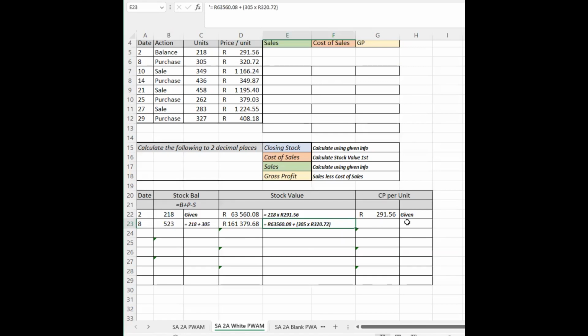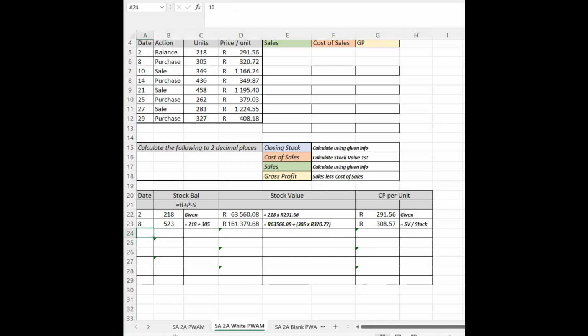To get to my cost price per unit, because this is the weighted average method, I will take that stock value and divide it by the total number of stock items that I have, which in this case is 523. Then I see that the cost price per unit that I am going to use when I calculate my cost of sale at this point in the month is 308.57 rand.